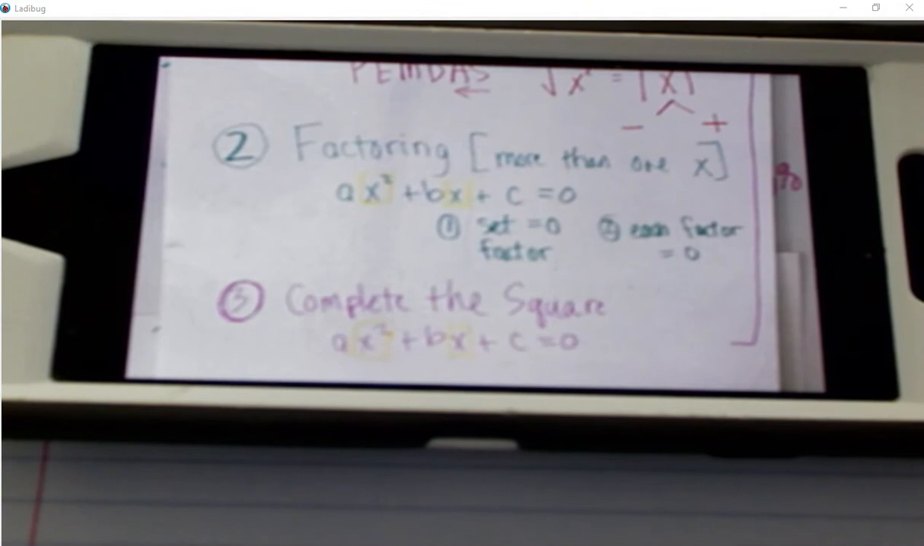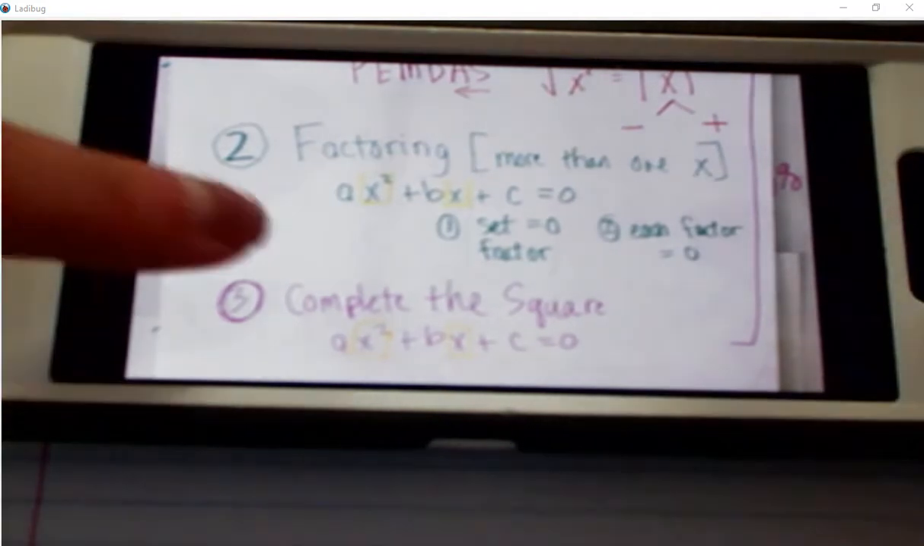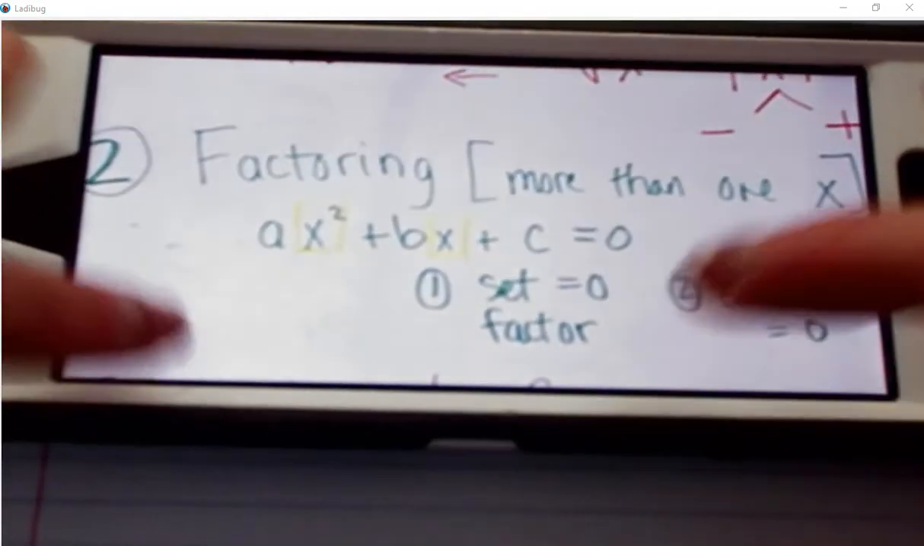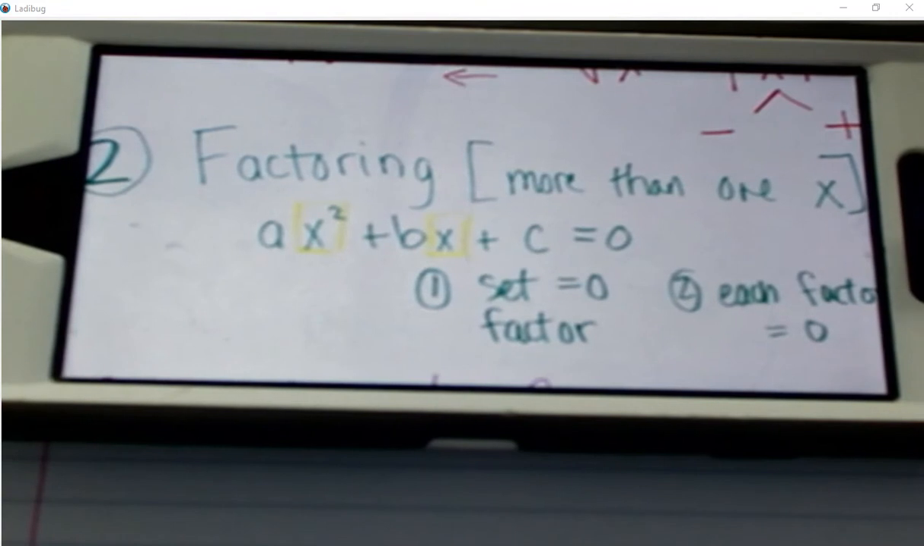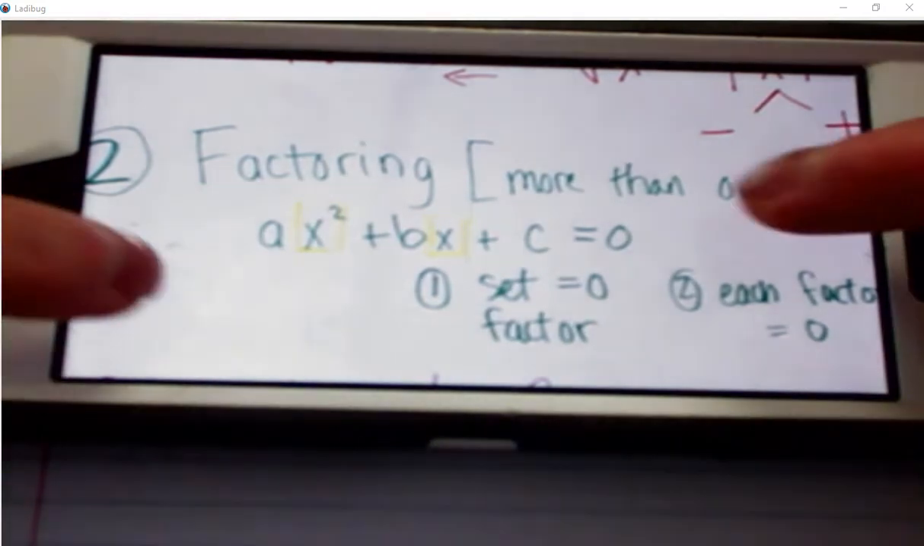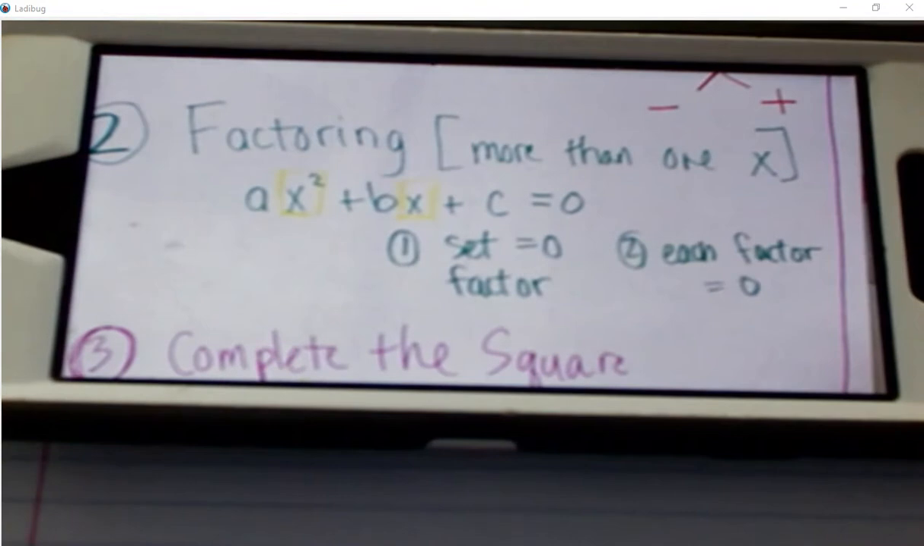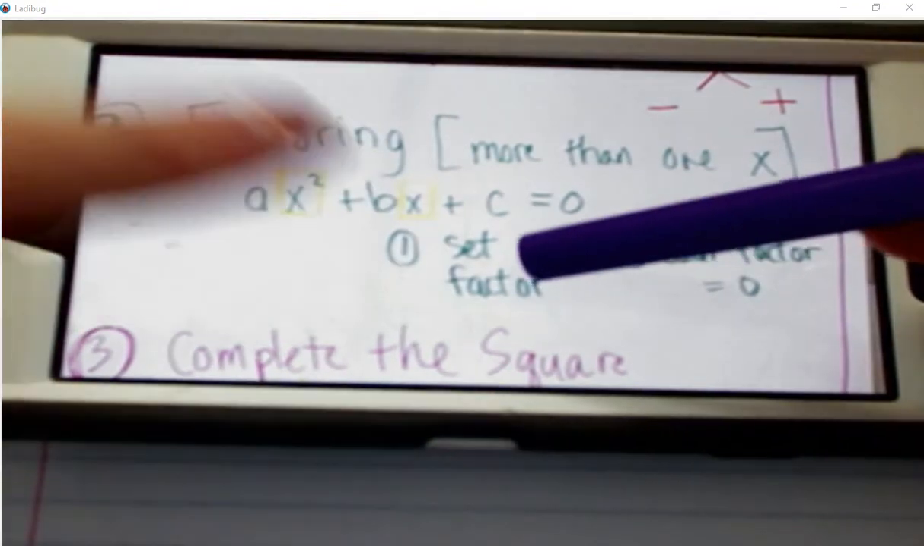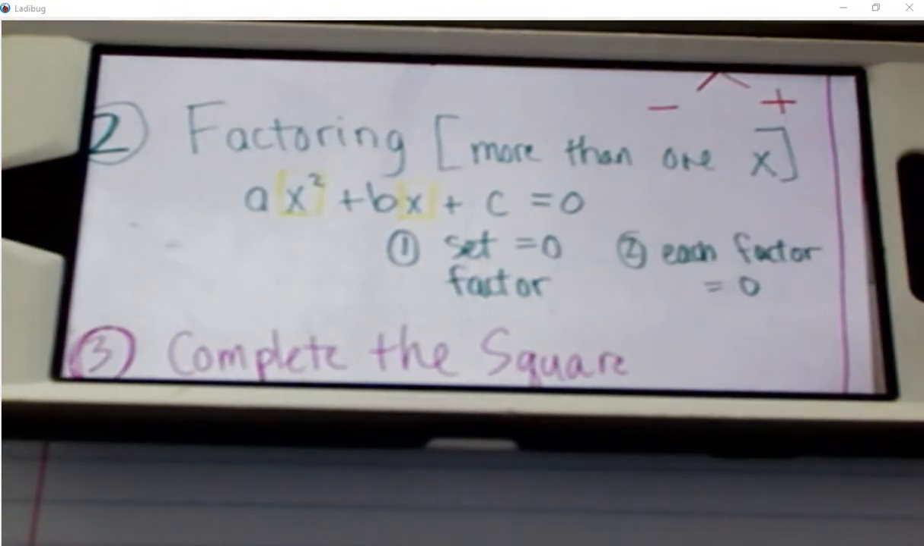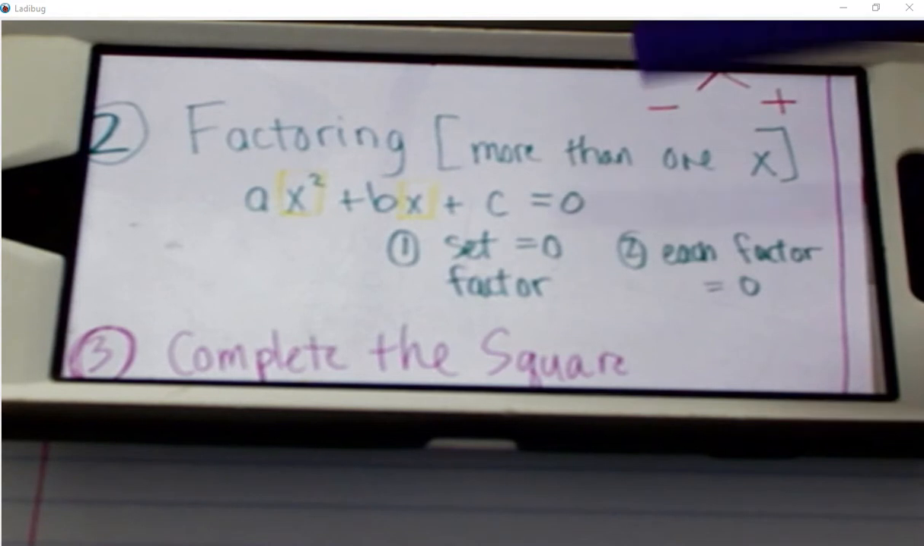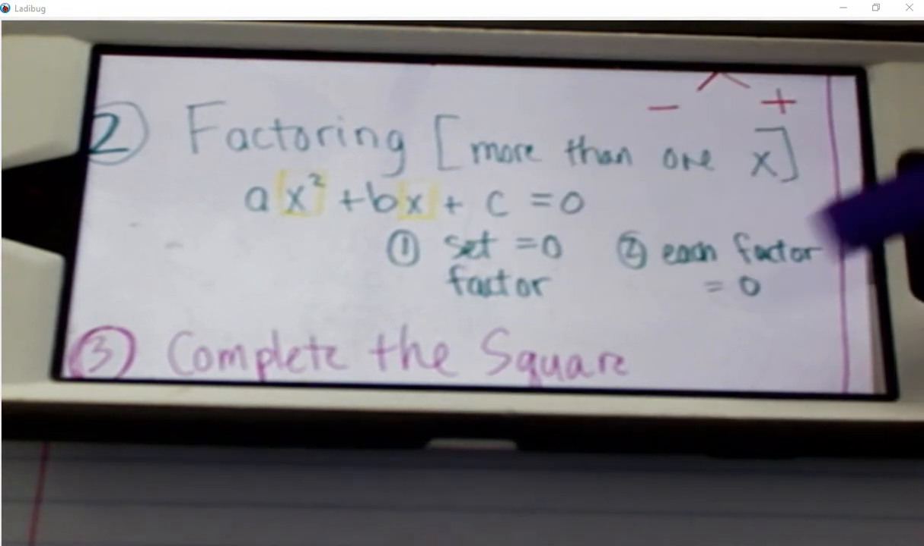Next, we learned about factoring. Why did I choose factoring? Because there was more than one x, which means isolating was not an option. When I was factoring, I had two things. First, I set each factor to 0, so I could use the zero product property. And then I took each factor to 0 to get my solutions.